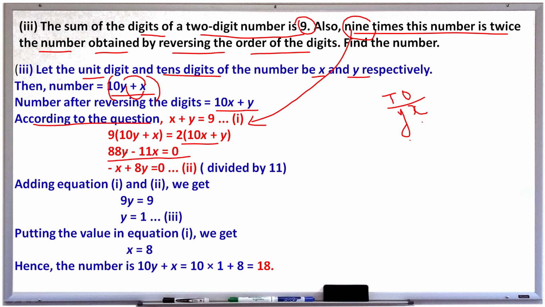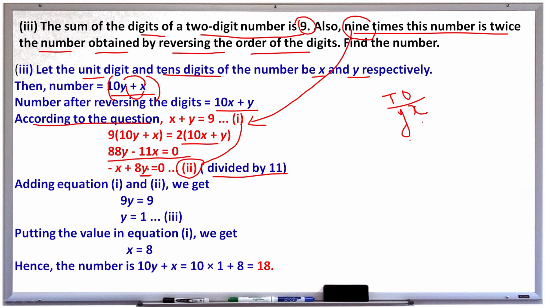So divide the whole equation by 11, you will get, so 88 divided by 11 will become 8y. Here 11 and this 11 will get cancelled, so minus x will come. So minus x plus 8y is equal to 0. Say equation number 2. Adding 1 and 2, 1 and 2 we are going to add.